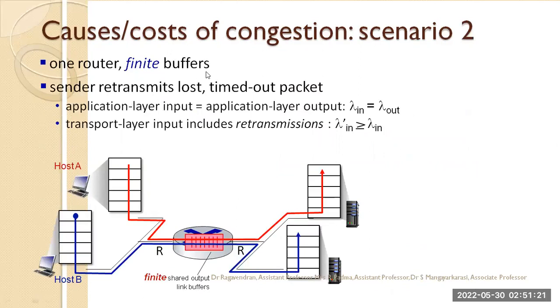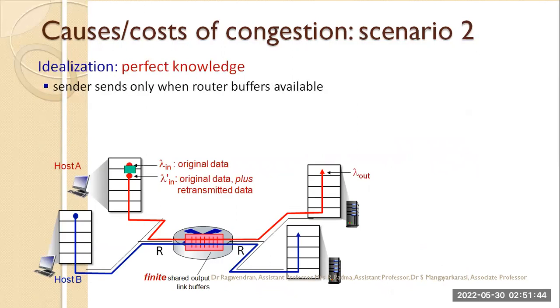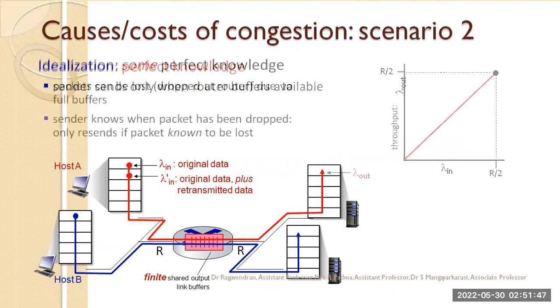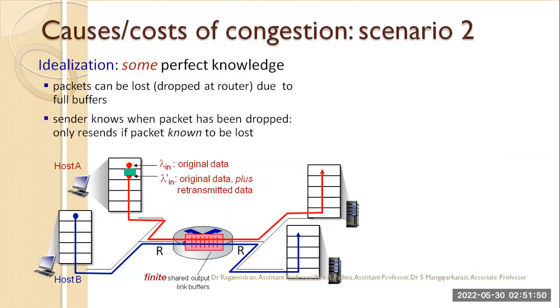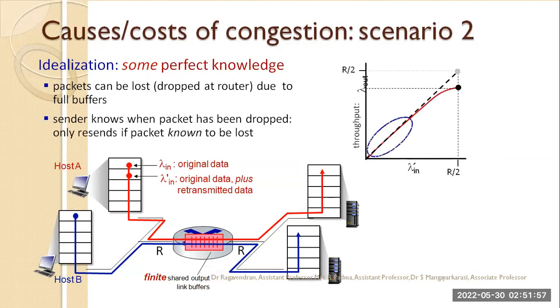One router with finite buffers. The sender retransmits lost, timed-out packets. Application layer input equals application layer output, that is lambda in equals lambda out. Okay, this is the original data, plus retransmission. So original data plus retransmission will be taken into account. So this is the throughput. So this is the data transfer method. See here how it is being transferred.